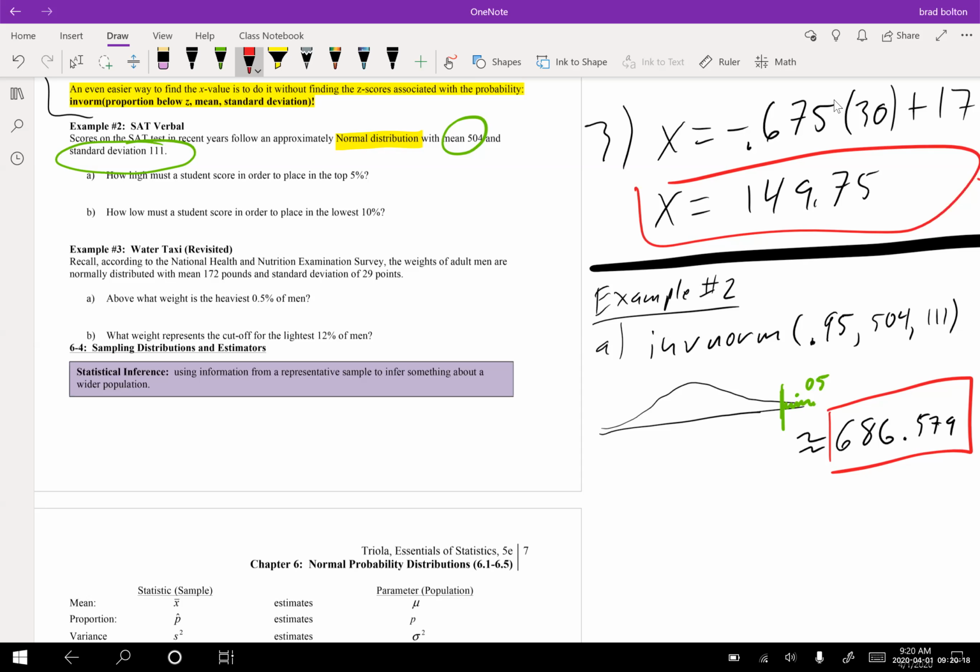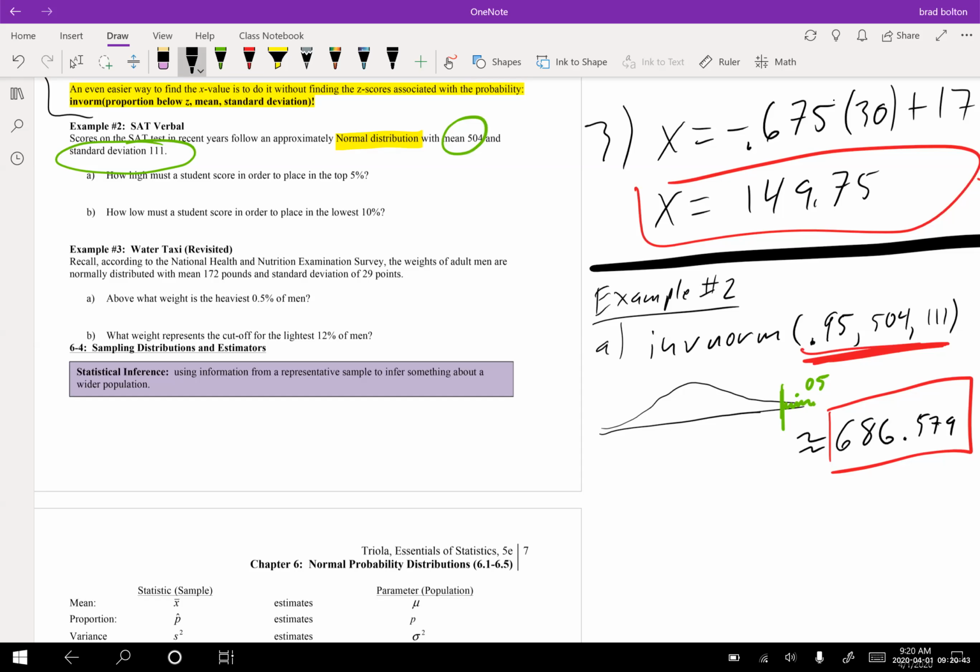If I had to find the Z-score first so I could use the table, then I would have to unstandardize this and find the Z-score that would match, or I'd have to find a Z-score and then turn it into 686.579. So just make sure you understand. You could find the Z-score if you need to, but because of the calculator and technology, we can jump right into it. This allows us to just jump straight into it.